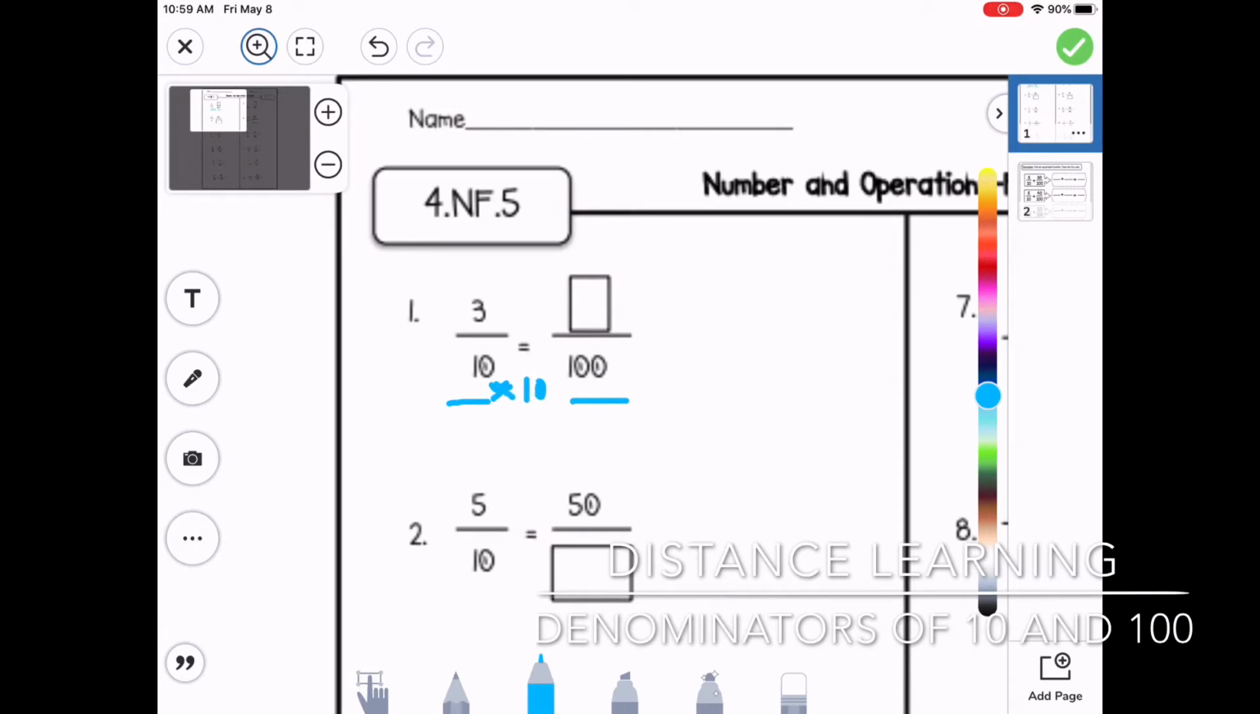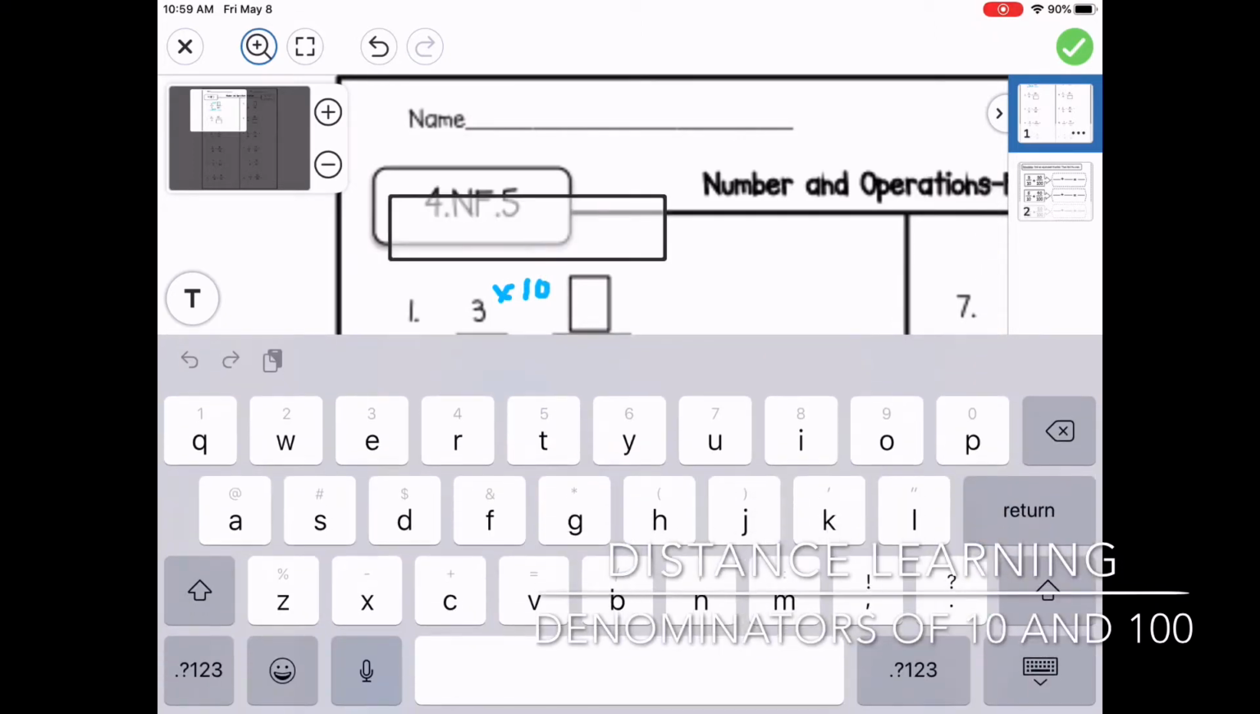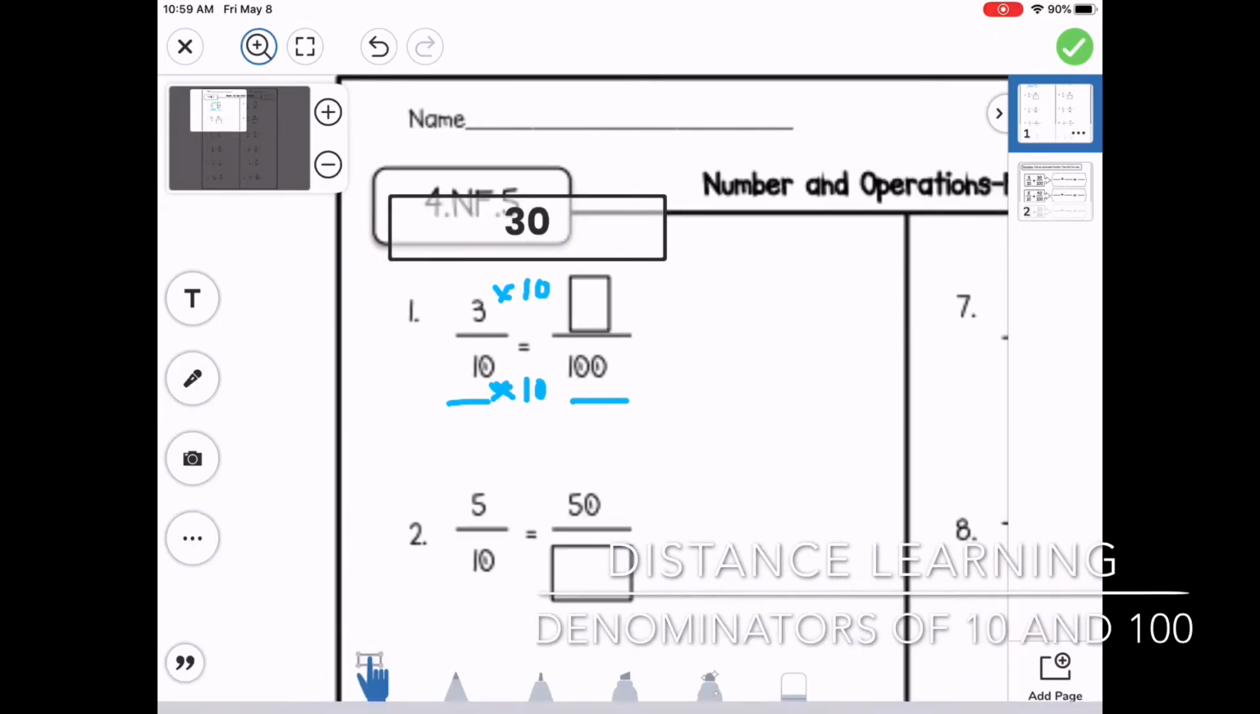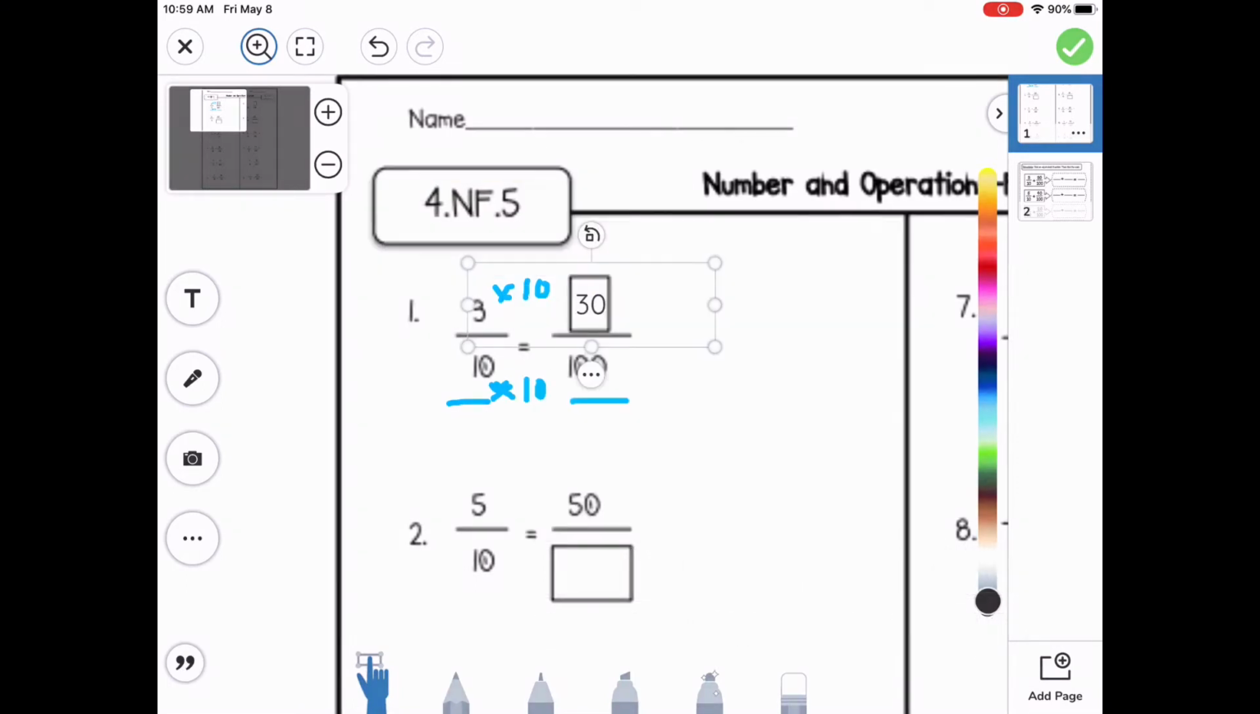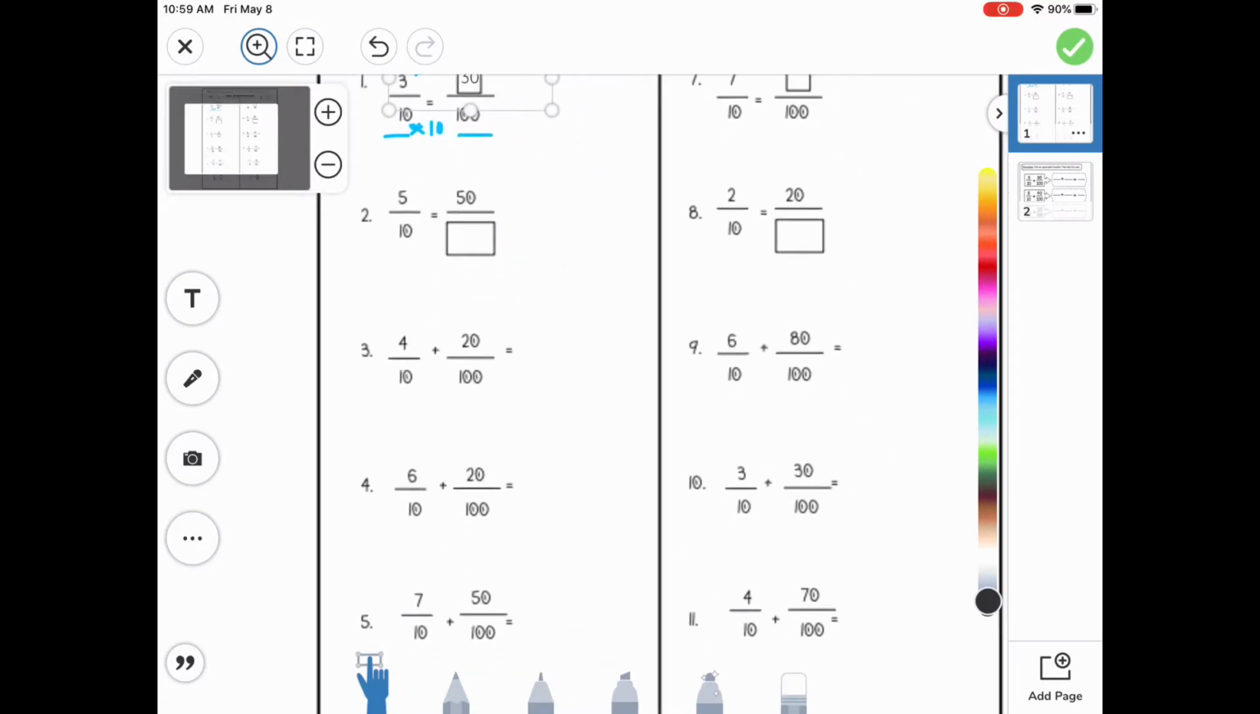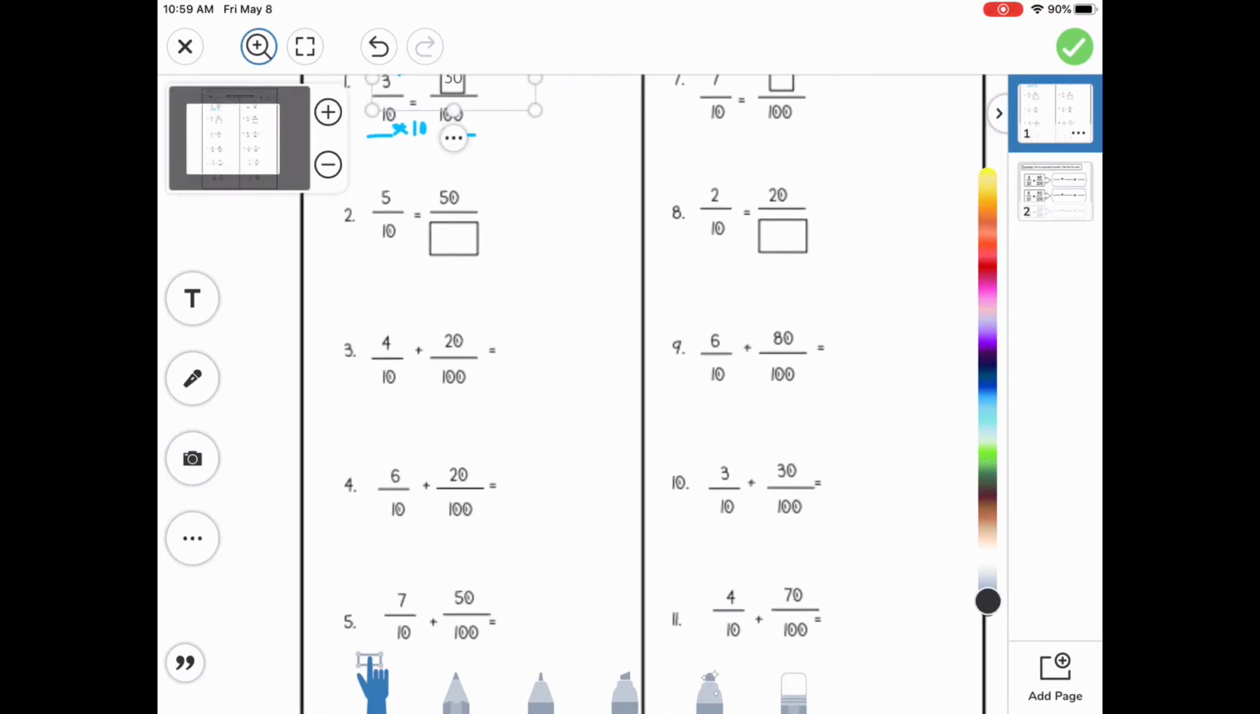So whatever you do to the bottom, you also need to do to the top. So you're just going to multiply 3 by 10, and you're going to get 3 times 10 is 30. So the numerator would be 30. On all of these problems, if you take a look, you'll see you're dealing with denominators of 10 or 100.